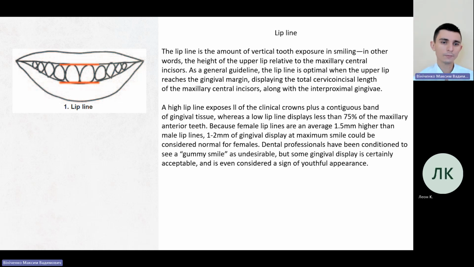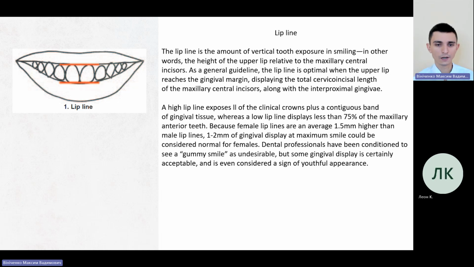First, the lip line. The lip line is the amount of vertical tooth exposure in smiling. In other words, the height of the upper lip relative to the maxillary central incisors. As a general guideline, the lip line is optimal when the upper lip reaches the gingival margin, displaying the total cervico-incisal length of the maxillary central incisors along with the interproximal gingiva. A high lip line exposes the full clinical crowns plus a contiguous band of gingival tissue, whereas a low lip line displays less than 75% of the maxillary anterior teeth.